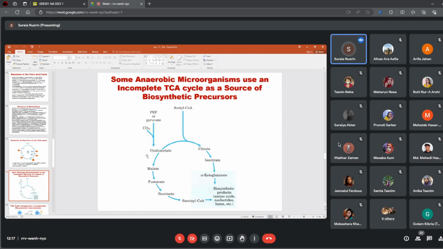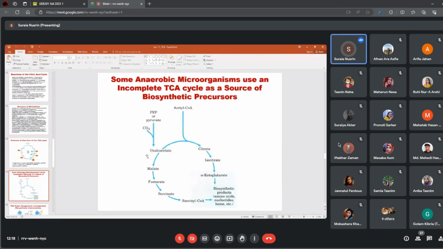And what is the purpose? As I said, the purpose is to provide the biosynthetic precursors. And what are the biosynthetic precursors produced here? One is alpha ketoglutarate, and another one is succinyl CoA. These are the compounds synthesized by this incomplete TCA cycle, and these precursors can be used to synthesize other biomolecules such as amino acids, nucleotides, heme, etc. Okay, so that is their main function in anaerobic microorganisms.